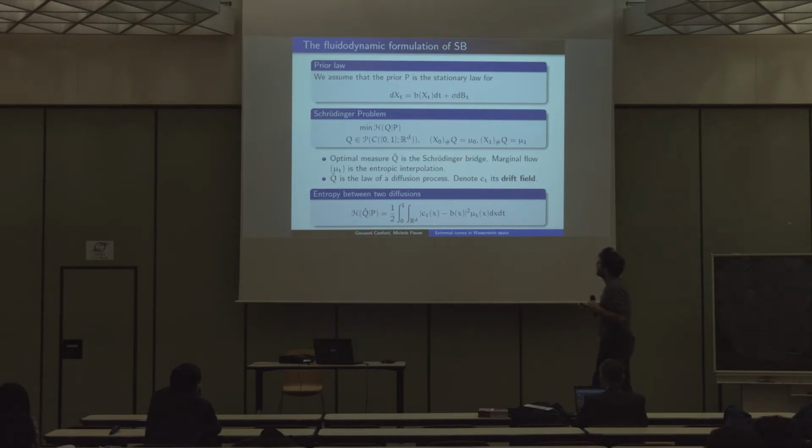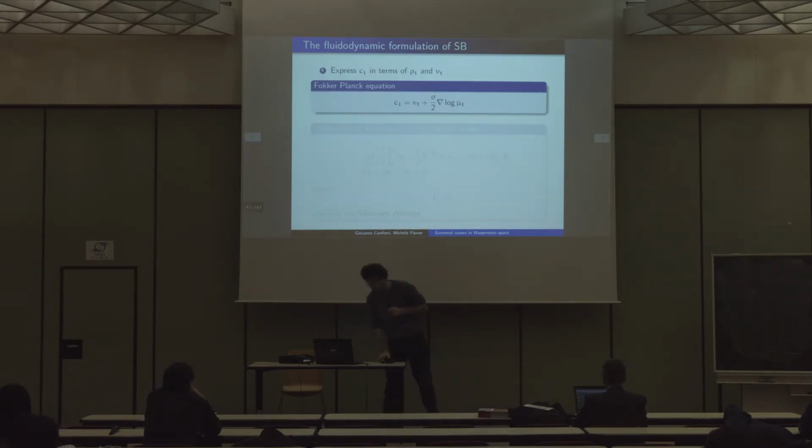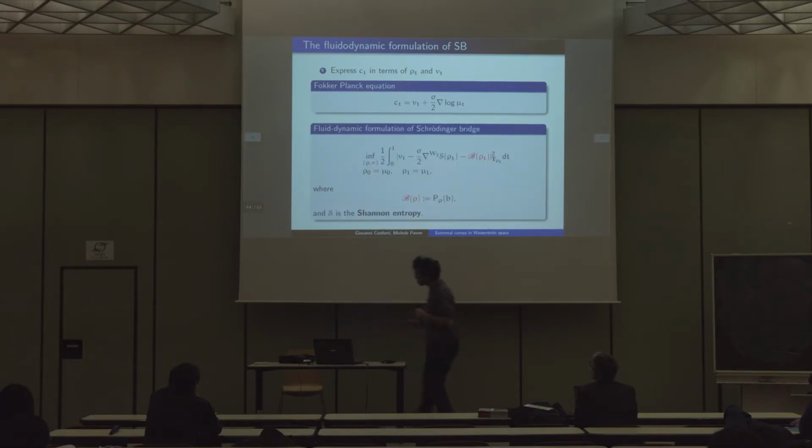So it's not over, because this has no direct meaning from the optimal transport viewpoint. It's really clear what it means if you look at the diffusion. But to get a good fluidodynamic formulation, we should rewrite this in terms of the velocity field of the curve and of something else. But this is easy because you have the Fokker-Planck, and the Fokker-Planck tells you that the drift field is essentially the velocity field plus sigma over 2 times the gradient of the log of mu t. And then finally, this is the fluidodynamic formulation that you get.